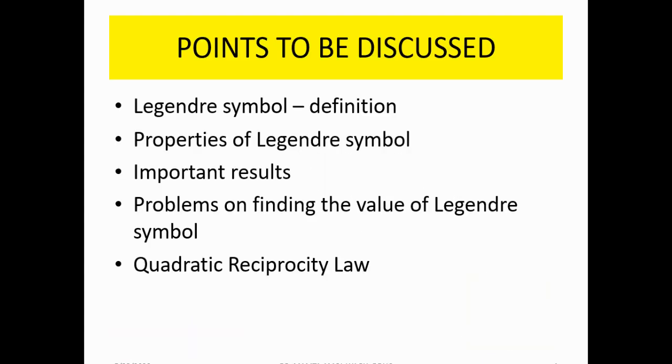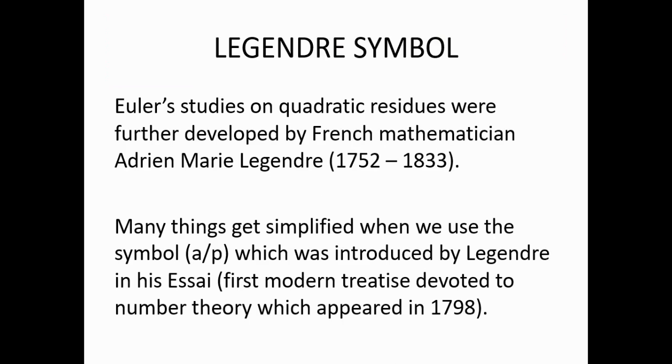So these are the points which we are going to discuss today. First of all, we are going to see the Legendre symbol. First we will define the Legendre symbol, and then we will state and prove some properties of the Legendre symbol. Then we are going to see some important results regarding this, and then problems on finding the value of a Legendre symbol, how to solve it, how to find the value, and then finally we will see the quadratic reciprocity law. So let's see.